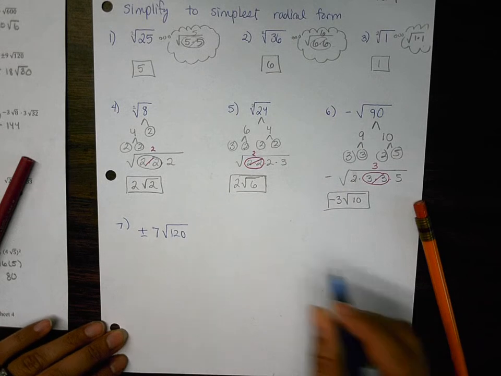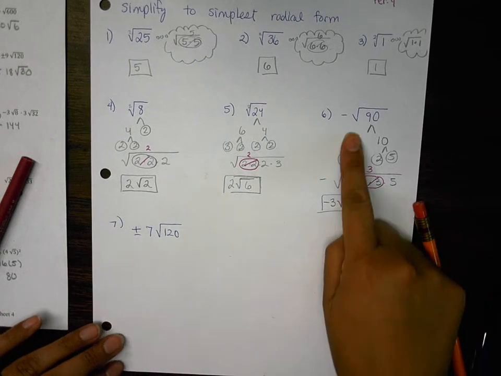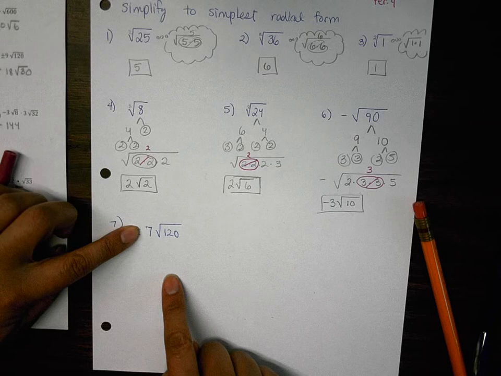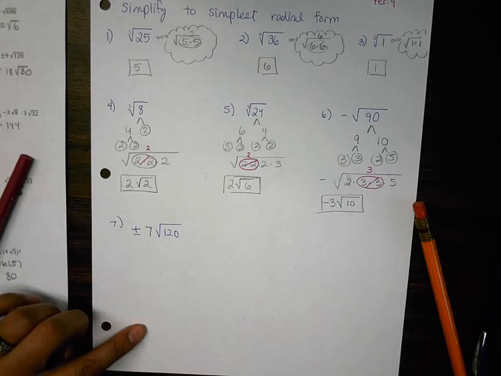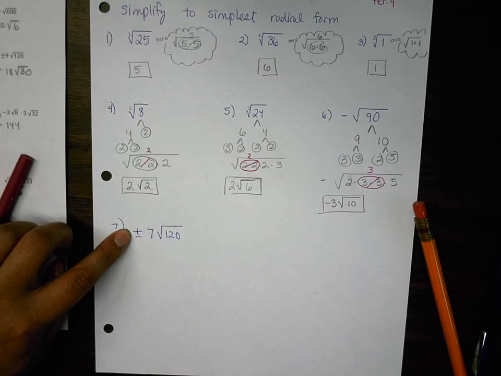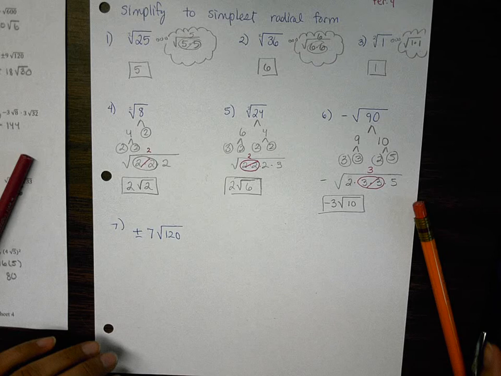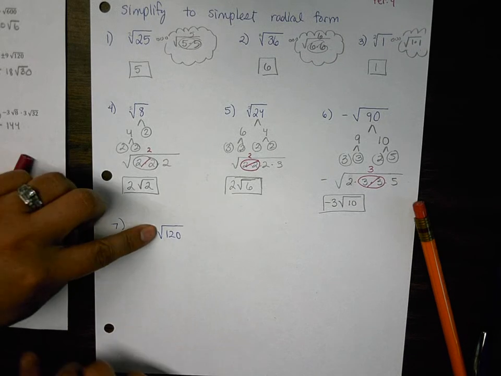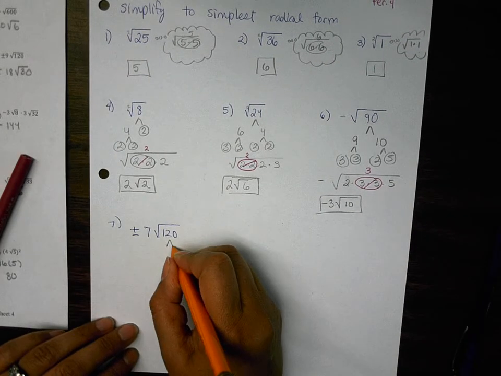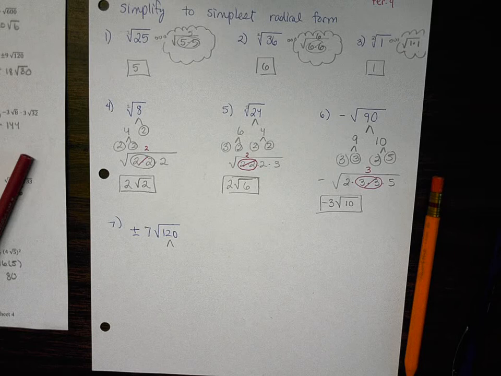All right, so just like this one, you're going to ignore that, do your work, and what's going to tag on at the end? The plus or minus. All right, go ahead and ignore even the 7 for now. Just break down the 120 as you usually would, just the 120, because that's what's inside the square root.